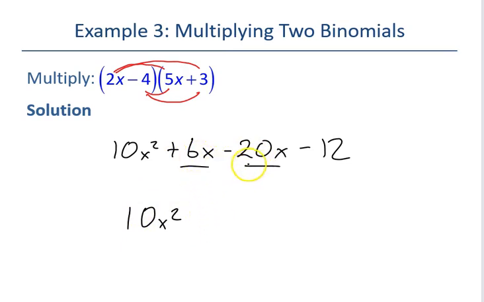Well, 6 minus 20 is going to give me a negative 14x minus 12. And that would be our final answer for this. This would be nice and simplified. Let's do another one here.